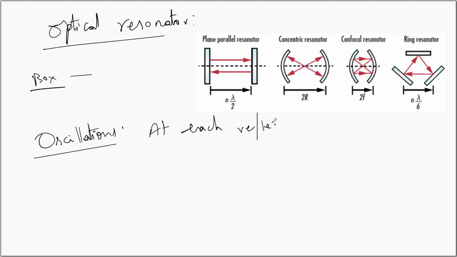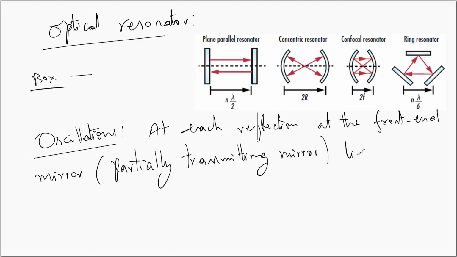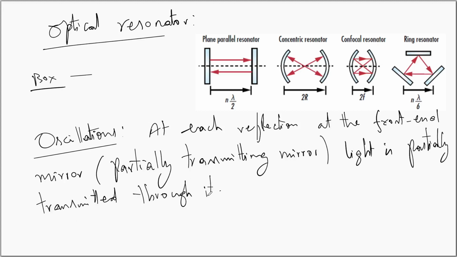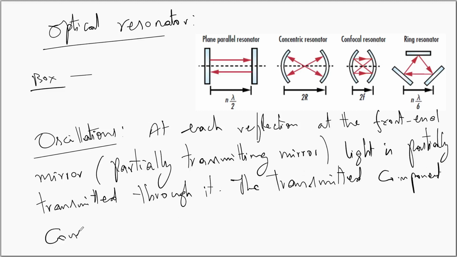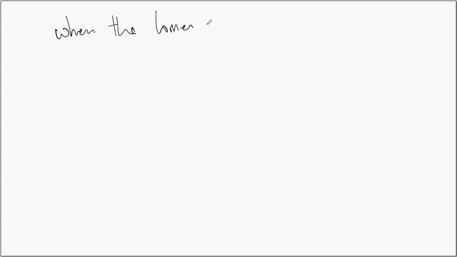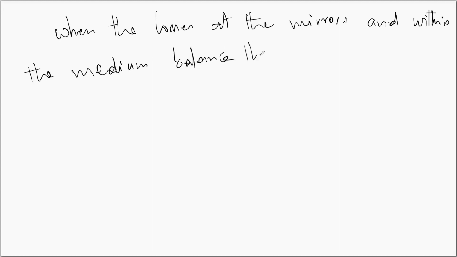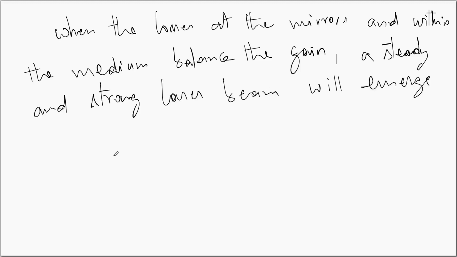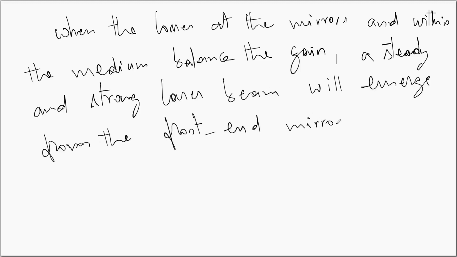At each reflection at the front end mirror or partially transmitting mirror, light is partially transmitted through it. The transmitted component constitutes a loss of energy from the resonator. When the losses at the mirrors and within the medium balance the gain, a steady and strong laser beam will emerge from the front end mirror. That is how the lasing takes place in the case of a laser.